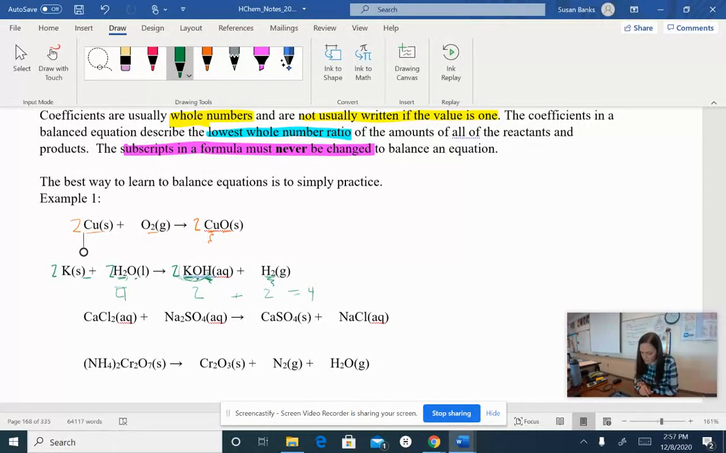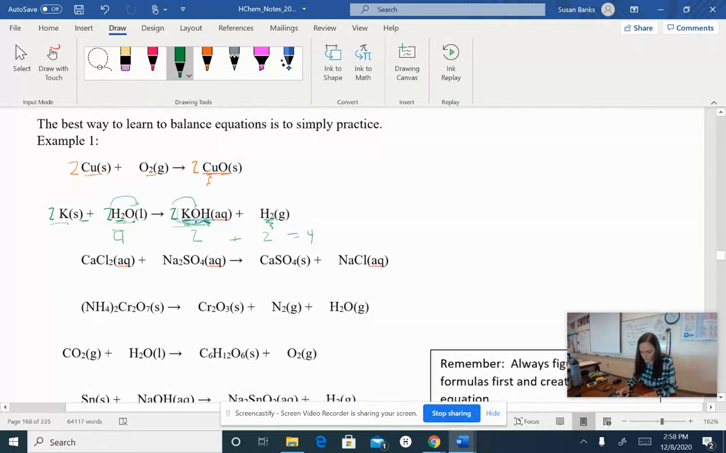Now let's double check and make sure my oxygens work. So 2 times 1 gives me 2 oxygens, and 2 times 1 gives me 2 oxygens. So that works. So I need 2 potassiums, 2 waters, 2 potassium hydroxides, and 1 hydrogen. Okay? How'd you do on that one? All right. Now, let's look at this next one.